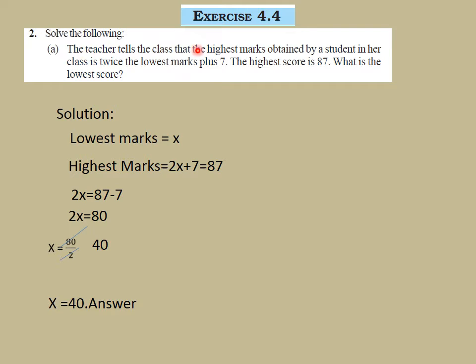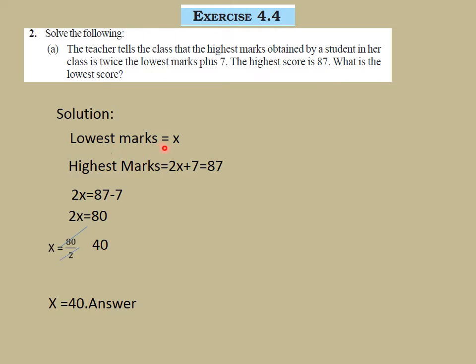The teacher tells the class that the highest marks obtained by a student in her class is twice the lowest marks plus 7. The highest score is 87. So highest score is already given. What is the lowest score? You have to find the lowest score.